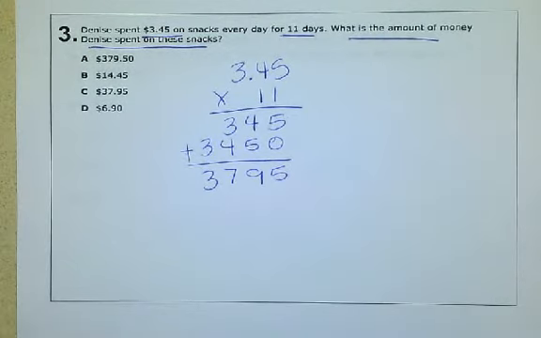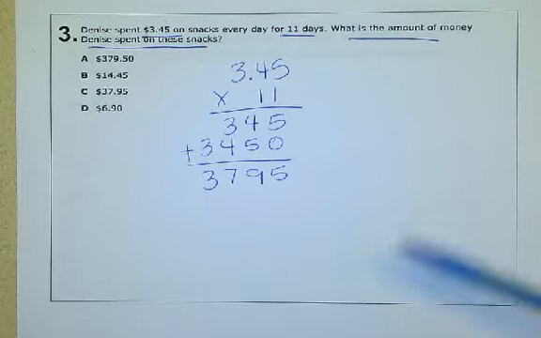Alright, if you agree with my answer, give me a thumbs up, and if you disagree, a thumbs down. I see a lot of thumbs down. Alright, Jeremy, can you tell me why you disagree with my answer? Correct, there's no decimal place.